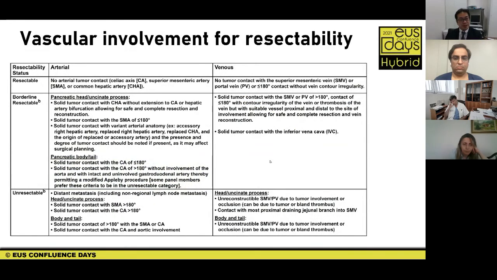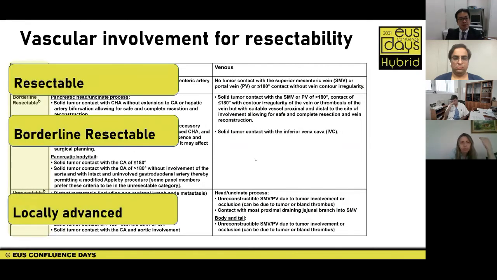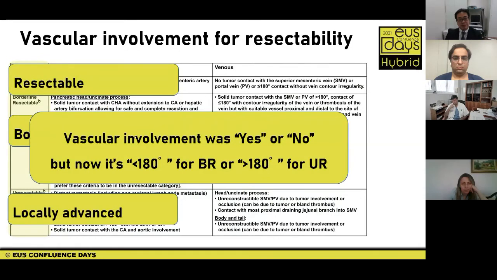This is also from the NCCN guideline. We used to evaluate vascular invasion by yes or no, but now we have 3 categories: resectable, borderline resectable, and locally advanced disease. And now we have to evaluate the degree of vascular invasion. It's lower than 180 degrees for borderline resectable disease. And if it's over 180 degrees, it's locally advanced unresectable disease. So we have to evaluate these degrees, but on EUS, it's very difficult. So I think CT is better than EUS to evaluate this degree of vascular invasion.